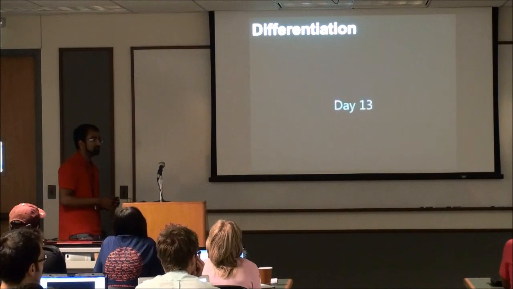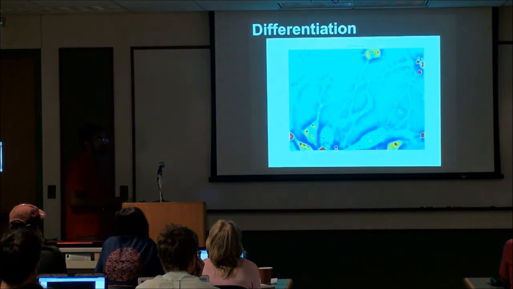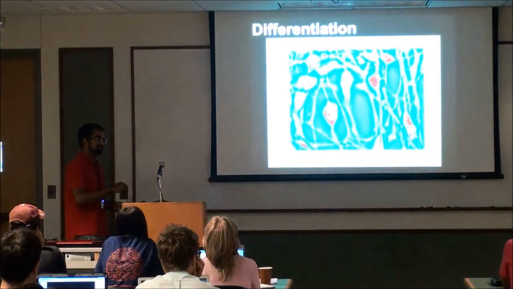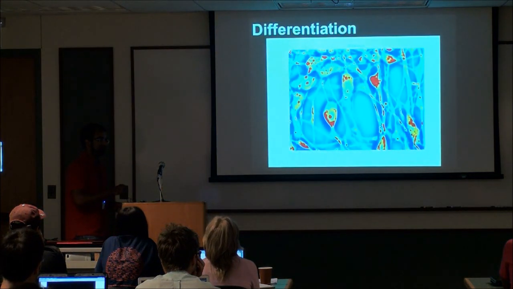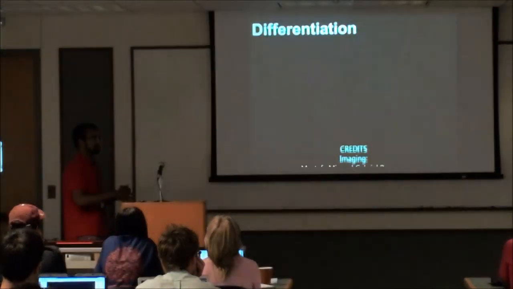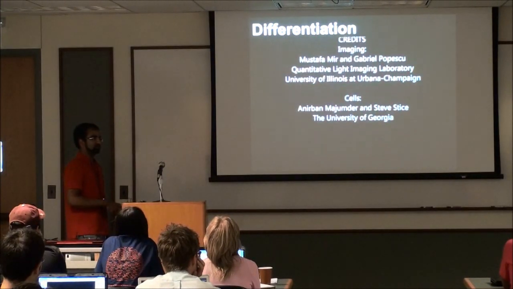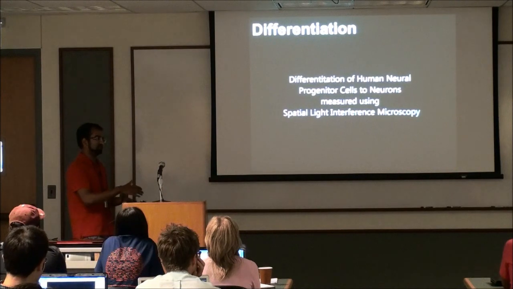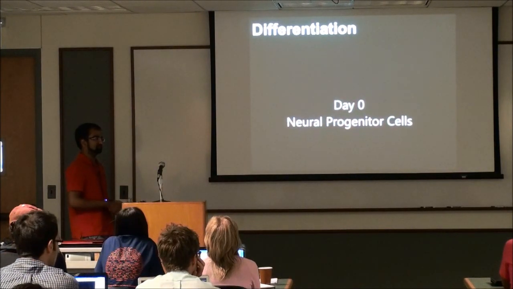Did you add something to the cells in order for them to differentiate? Well, you actually remove something to make them differentiate, but that's it. So it's just a different growth medium. There's a certain growth medium in which they don't differentiate, and then you remove a chemical and they tend to differentiate into neurons.